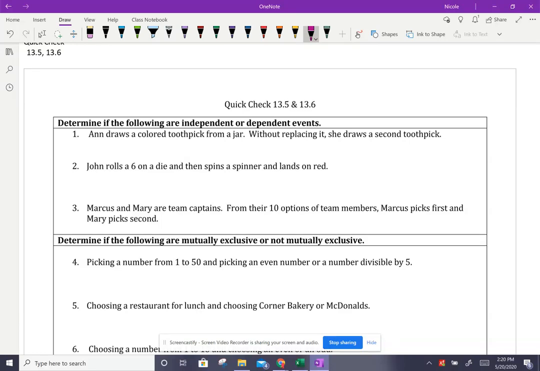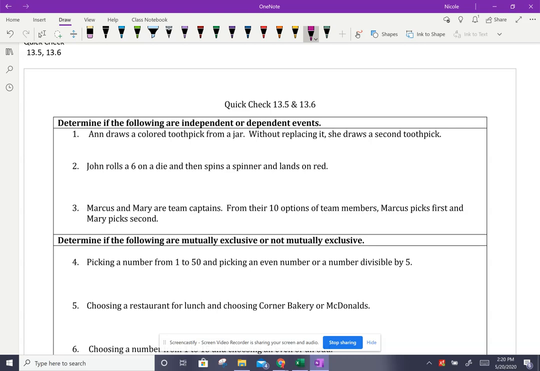All right, ladies and gentlemen, we are going to be looking at the solutions for the 13.5, 13.6 quick check. And if you have additional questions after that, send me an email or comment in one of the questions or attend the Zoom meetings and we can work out how to help you.